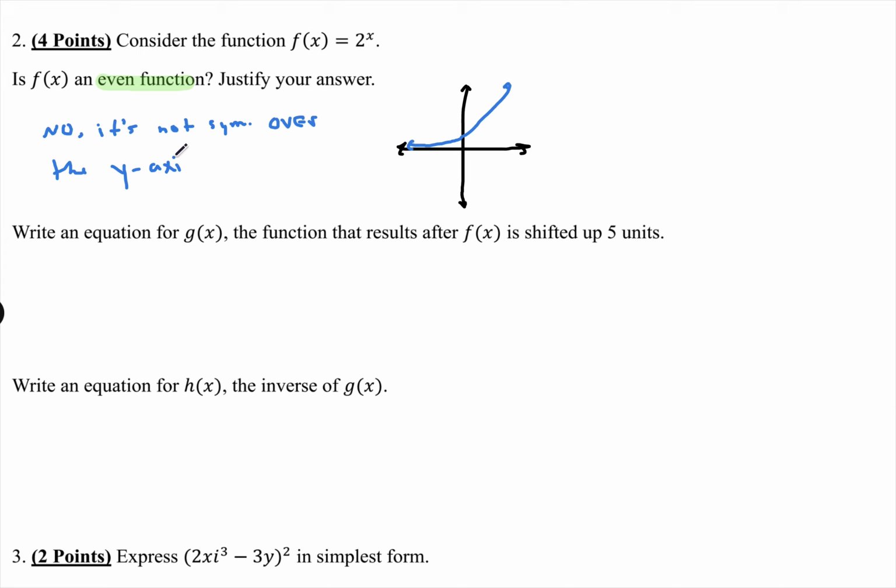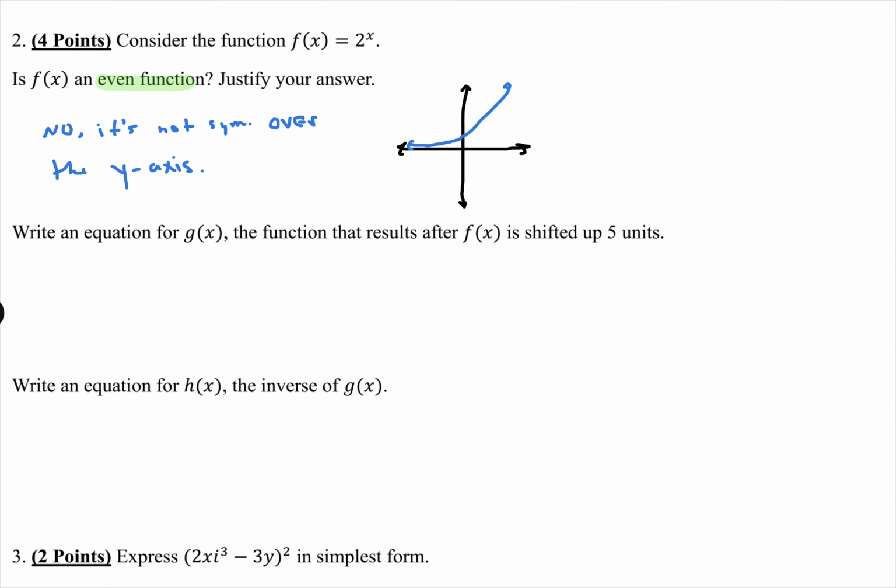All right, first one done, right? You could also say that if you substitute in the negative x, you're not going to get the same thing. It's not going to spit out the same answer if you substitute the opposite of x here. All right. Second part wants us to make an equation for g of x, the function that results after f of x is shifted up 5 units.